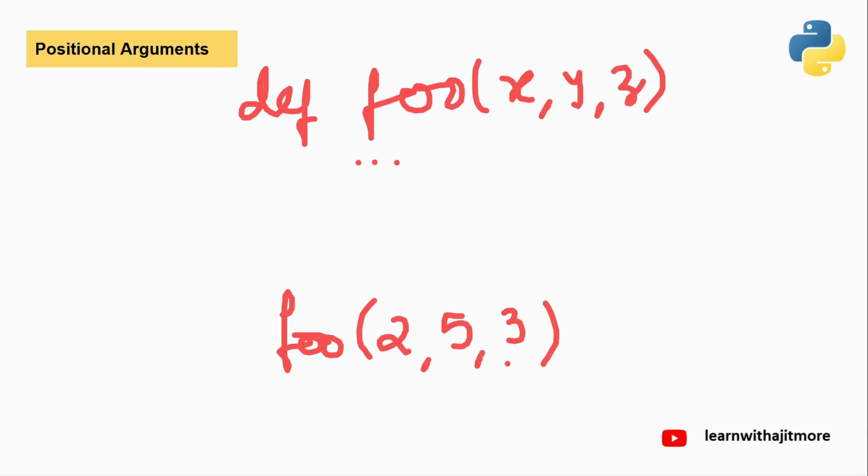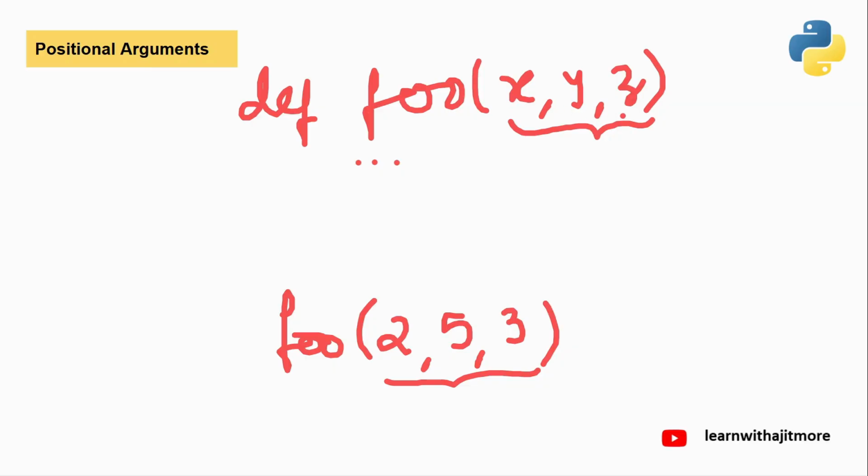So these are the actuals. I hope you know it. At the time of call, whatever you pass, they are actuals. And when these values get copied into the variables which are used within that definition, they are formals. Now, about positional argument, first of all, the number of actuals and the number of formals should be the same. The count has to be the same.